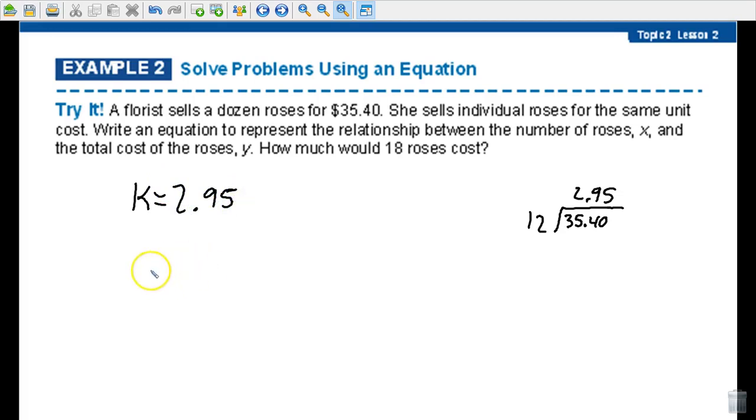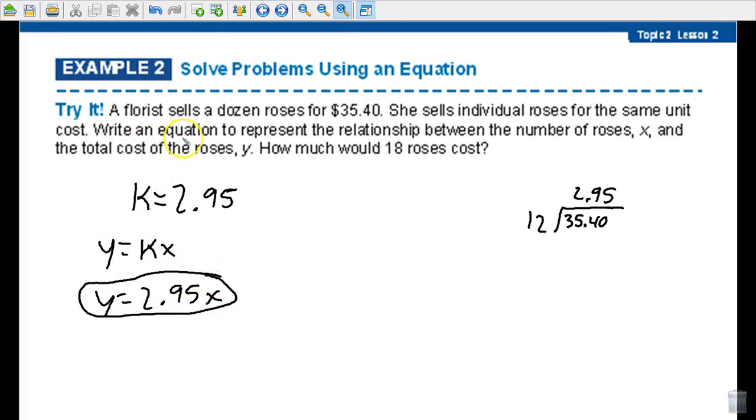So now I know the equation would be y equals kx, where k equals $2.95. So this is the equation that they're asking for. All right? Write an equation to represent the relationship. Boom. That's my equation.